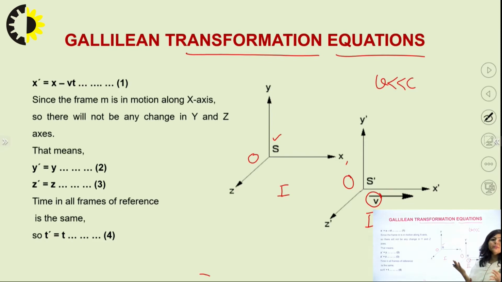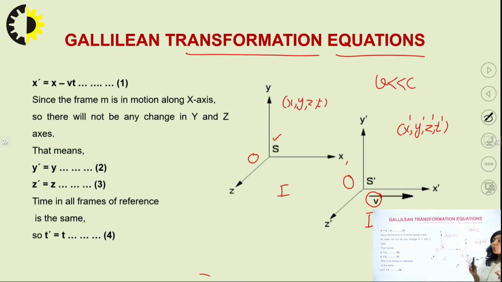Two observers are there. One observer is sitting in frame S, that is observer O, and another observer is sitting in frame S dash, and that observer is O dash. Both the observers are recording the same event. Let the coordinates with respect to S dash be X dash, Y dash, Z dash and T dash, and the coordinates with respect to S are X, Y, Z and T. So, the same event is recorded by 2 different observers.